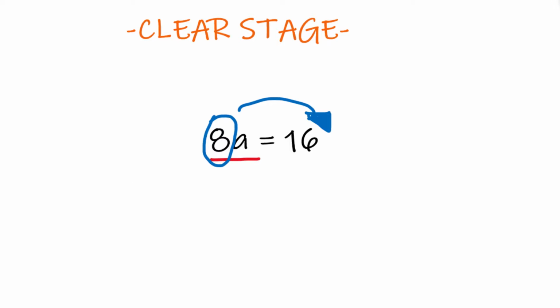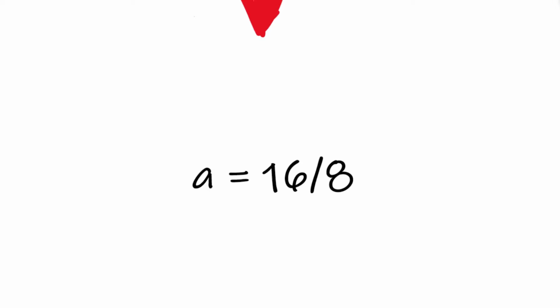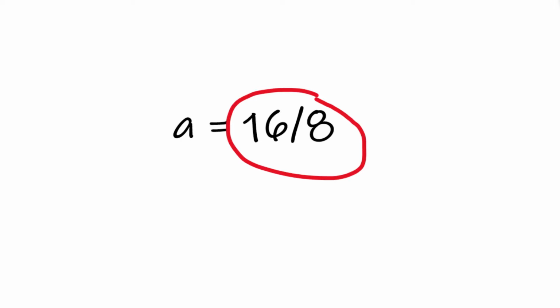Moving back to the topic and following our example, we have that 8a is equal to 16. So doing the clear step, we move the 8 to the constant and we change the operation. In this case, it was multiplying a, so we change it to dividing 16. Now we have the a clear, and we only need to do the operation. We divide and get a result of 2.